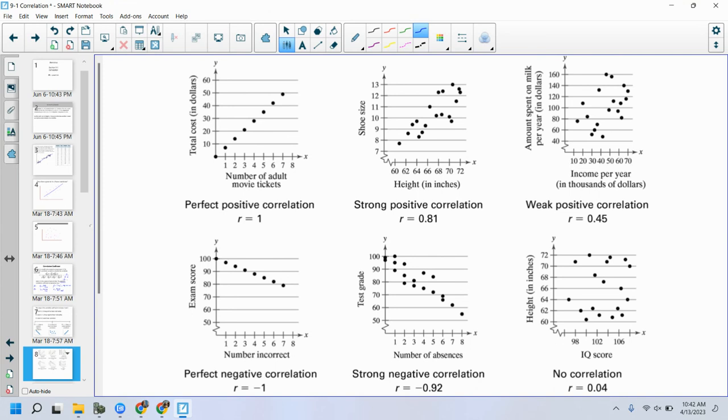Take a look here. Number of absences and test grade. The more you are absent, what tends to happen with your test grade? It usually gets worse. Are there anomalies to that? Of course there are. Strong negative correlation, negative 0.92. No correlation, IQ score and height. You know what, this kind of looks like an S, doesn't it? S curve.